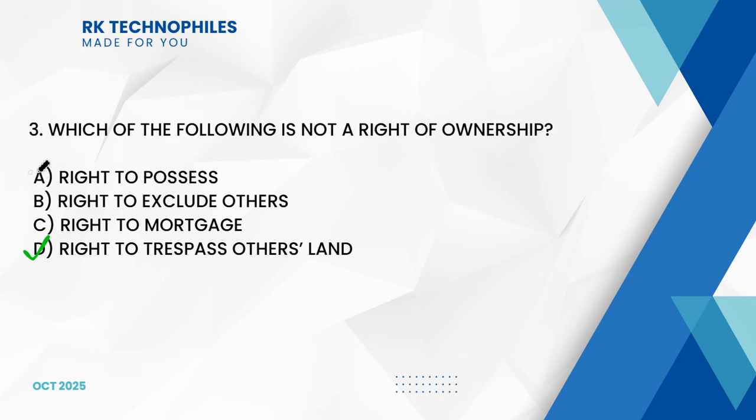Because right to possess is a right of ownership, right? So it's a negative question. One of the options is not a right of ownership, right? So the first one, right to possess, is a right of ownership. Second one, right to exclude others, yes. And right to mortgage, yes. And there will not be any right to trespass others' land. So the answer would be D.